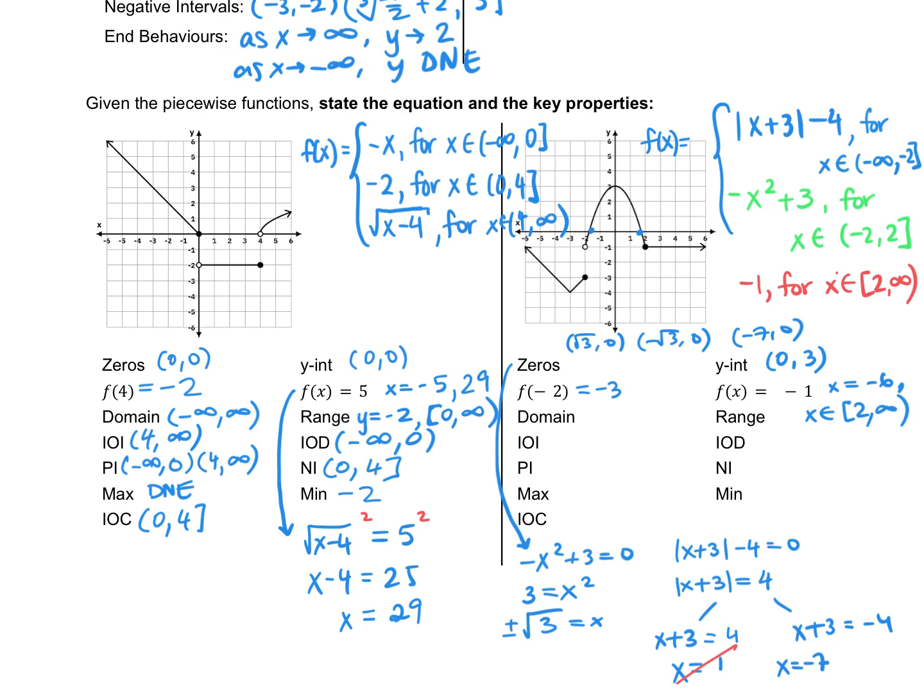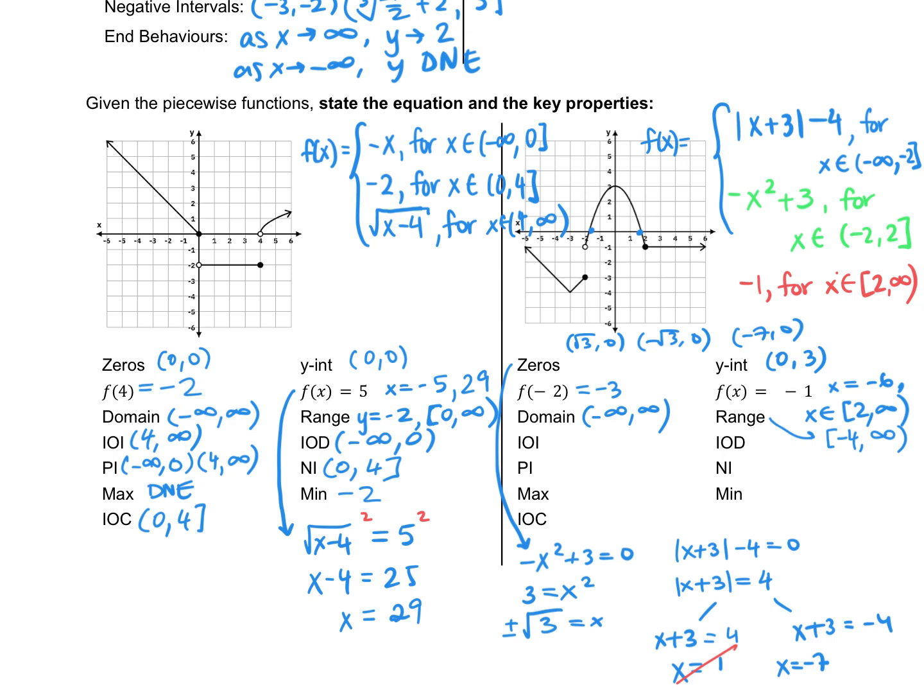Next, for our domain, it is once again -infinity to infinity because there are no breaks in the x values. And for our range, we are from -4 to +infinity. Even though it looks like the parabola ends there, you have to remember that the absolute value does go on forever. So we are from -4 included all the way to infinity.